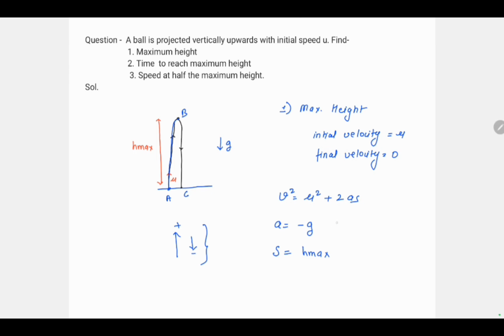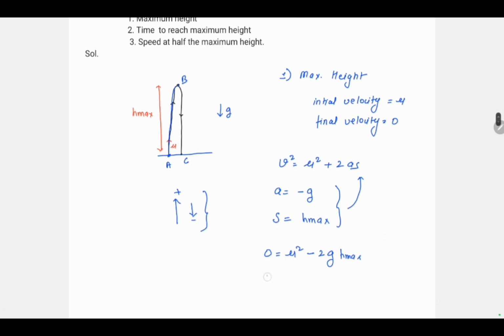Okay, now put these values in this equation. What you will get? 0 is equal to u square minus 2g h max. You will get h max is equal to u square upon 2g. This is your formula for the maximum height of a ball when it is thrown at an initial velocity of u.